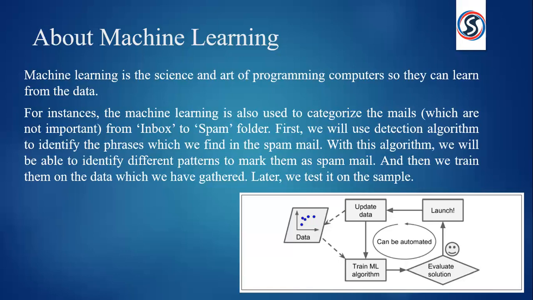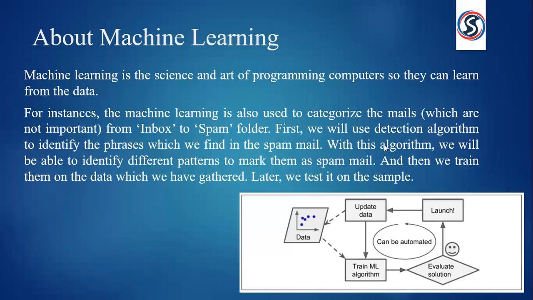For instance, machine learning is also used to categorize mails which are not important from the inbox into the spam folder. Suppose I am getting one mail which is spam. In Gmail, we have an AI application where it can automatically predict that it is a spam mail and move it to the spam folder.